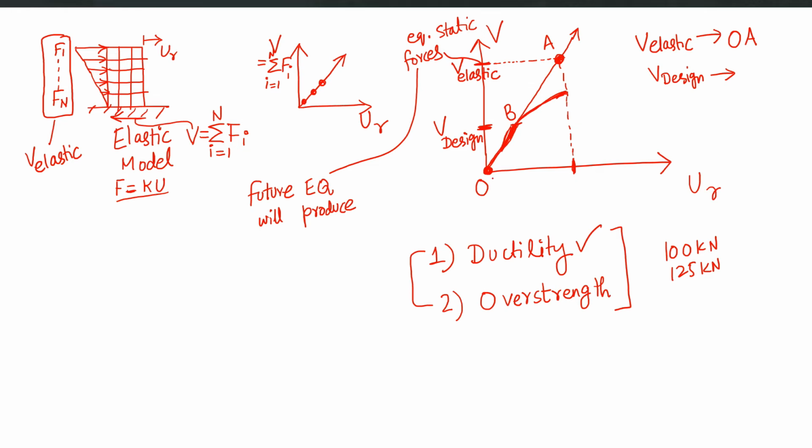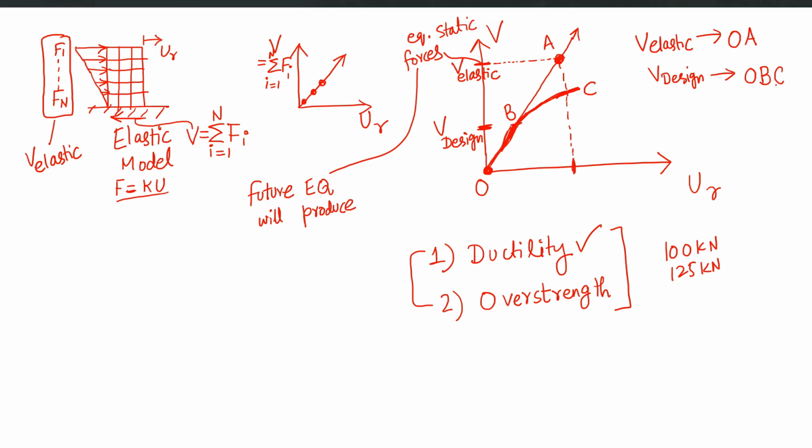Obviously the structure has that capacity, it is designed on V design, so it will remain linear up till B, but beyond B it will deviate from the straight line, it will show some overstrength, and it will exhibit whatever ductility it has. So it will follow a new line, this bold line for example, and it will reach a new point, let's call it C, right? So if a structure is designed on V design, it will follow O, B, and then C, right?